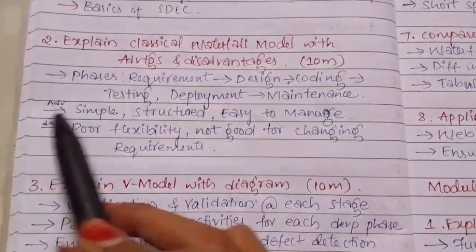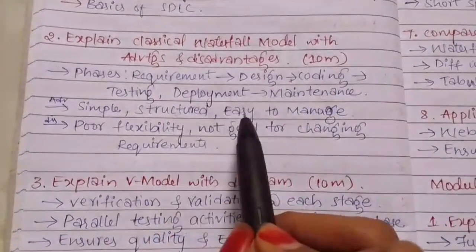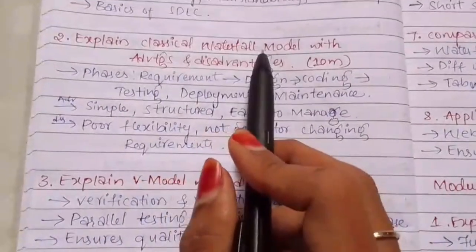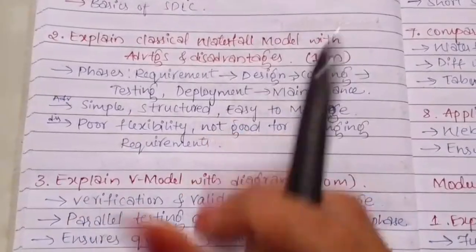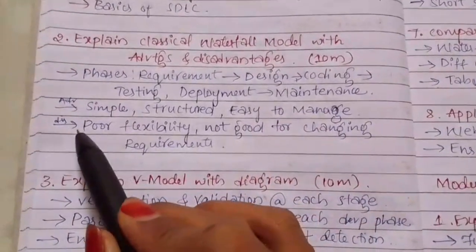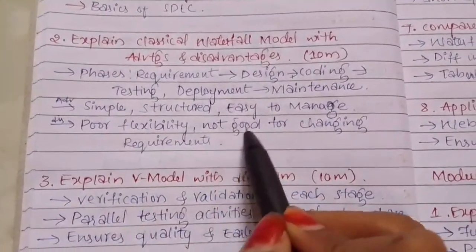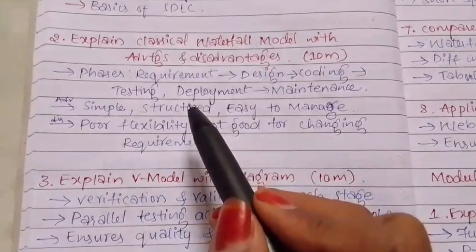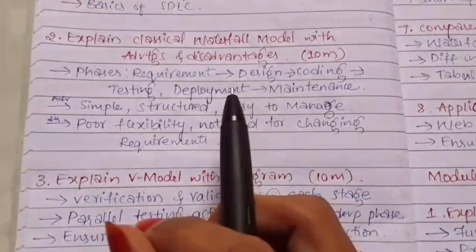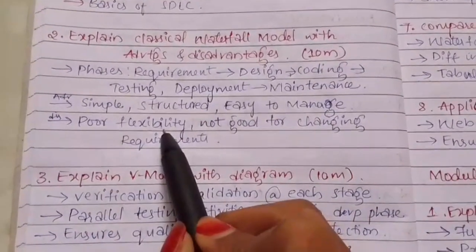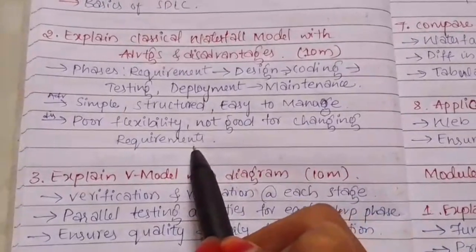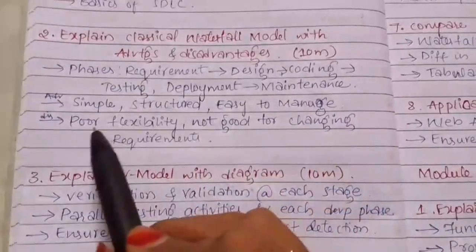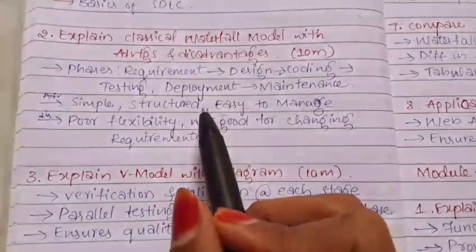And we have advantages here: very simple, structured, easy to manage. I will say very simple because waterfall model is used for the small projects. And disadvantages: poor flexibility, not good for changing requirements. If I want to change any requirement in the middle of that project, I can't do that. That's why poor flexibility. If I want to change any requirement, it shouldn't happen. These are the disadvantages of waterfall model.